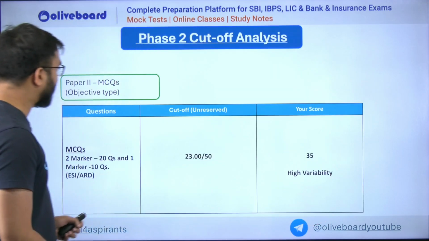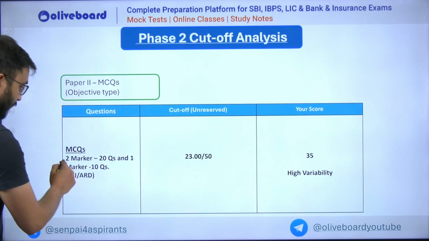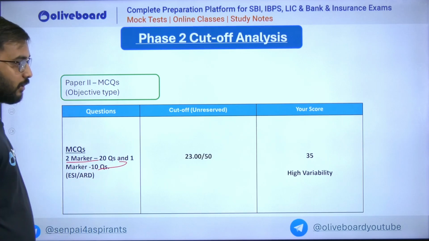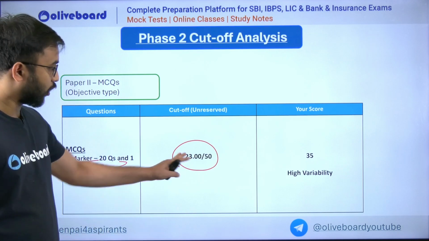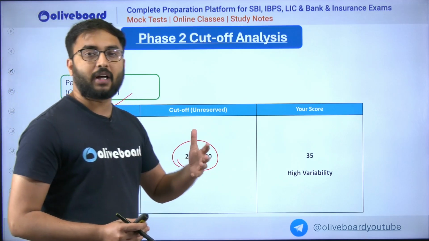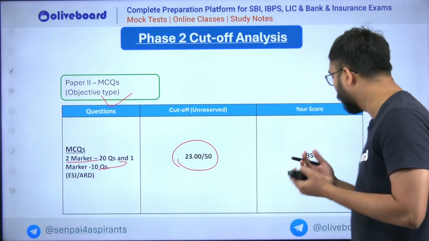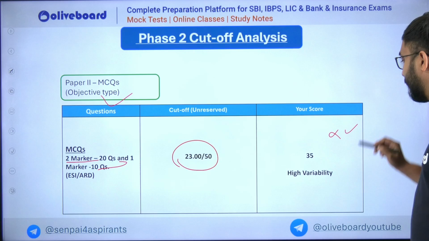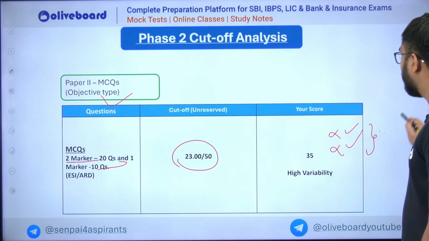The other thing to tell is, let us now talk about the paper 2 MCQ part. We all know that 2 marker and 1 marker MCQs are there. Now how can you get more than 20 marks out of 50, as the cutoff is 23? The MCQ or objective part is one of the most variable parts in your phase 2 exam. Why is it variable? Because no one knows whether ESI is going to come difficult, ARD is going to come difficult, or both sections are going to be difficult.